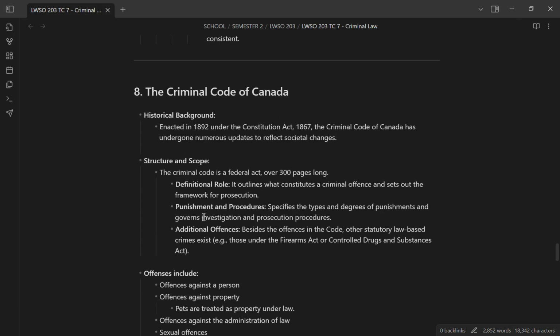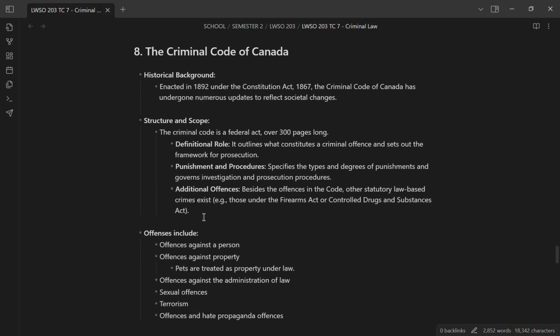Criminal Code of Canada. Let's get some background into that. The historical background of it: it was enacted in 1892 under the Constitution Act of 1867. And the criminal code has undergone numerous updates to reflect societal changes. It's a federal act that's over 300 pages long, and it has different roles, procedures, and different sections.